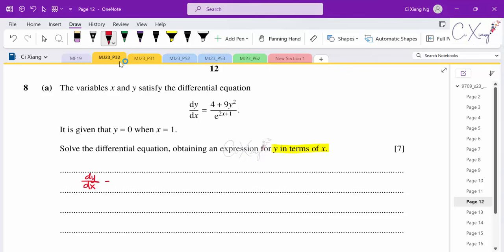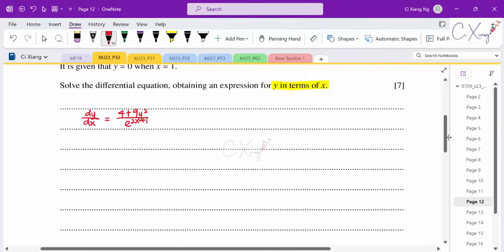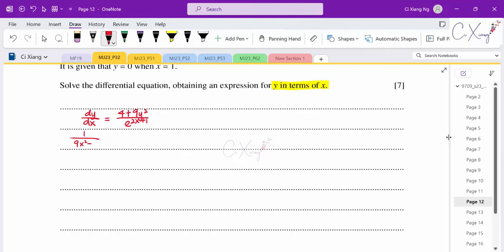Okay, so this is what I have for my differential equation. To separate them, I will group all the x on the right-hand side and all the y on the left. So if I rephrase my equation, I have 1 over 9x squared plus 4 dy equals, the e power I keep on the right, e power negative 2x plus 1, then dx. You can see very clearly that we already separated them.